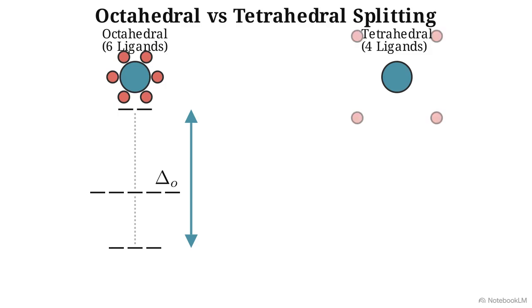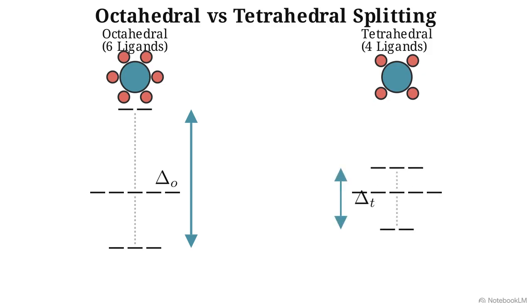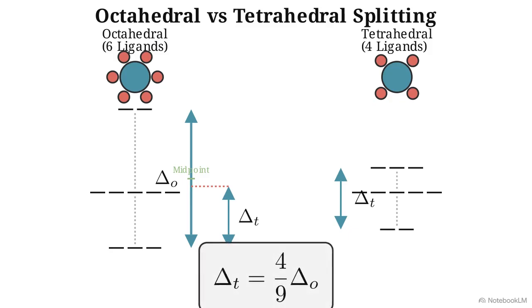On the right side of the chart, we have a tetrahedral setup. In this case, only 4 ligands approach the atom. Because there are fewer invaders, there are fewer direct hits on the atom's living spaces. That means significantly less overall repulsion, leaving us with a much smaller energy gap. Since 4 guests create less friction than 6, and because they avoid those central hallways entirely, the total pressure drops by more than half. It lands at a very specific fraction. The stress in this smaller group is exactly 4/9 of the larger gap.